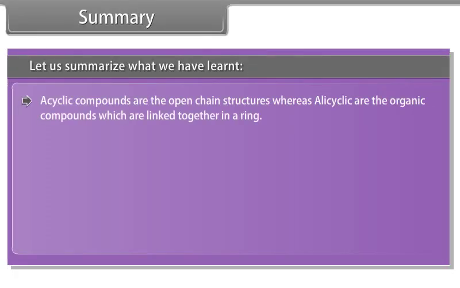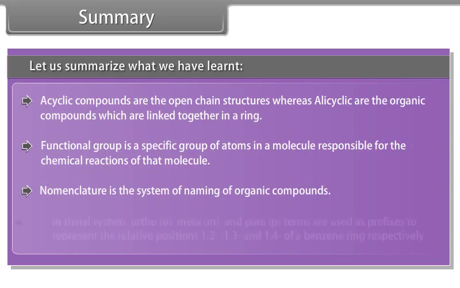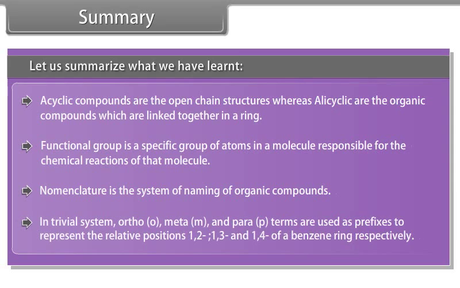Acyclic compounds are the open chain structures, whereas alicyclic compounds are the organic compounds which are linked together in a ring. A functional group is a specific group of atoms in a molecule responsible for the chemical reactions of that molecule. Nomenclature is the system of naming of organic compounds. In the trivial system, ortho, meta, and para terms are used as prefixes to represent the relative positions 1,2, 1,3, and 1,4 of a benzene ring respectively.